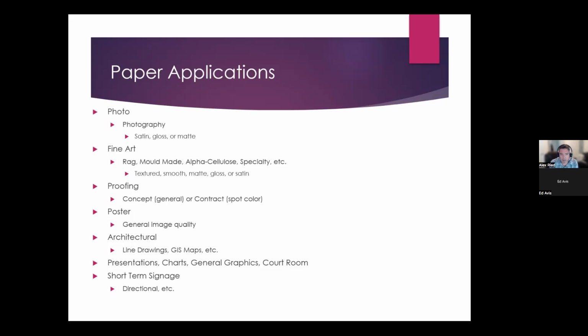Posters, anything probably just short of photo quality, but it's looking at any sort of general POP, point of purchase displays, and really in any sort of retail type of environment. Architectural, line drawings, GIS, mapping. Sure, this audience is probably most familiar with that type of application, as well as other general presentation graphics, courtroom graphics, and short-term signage in the event that paper is the most accessible solution.